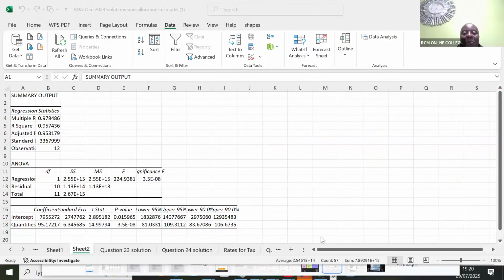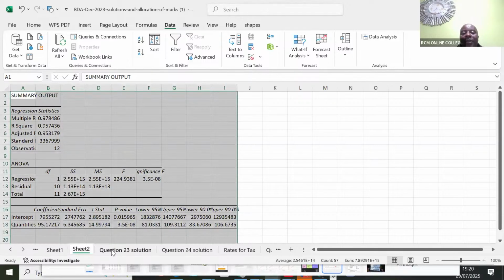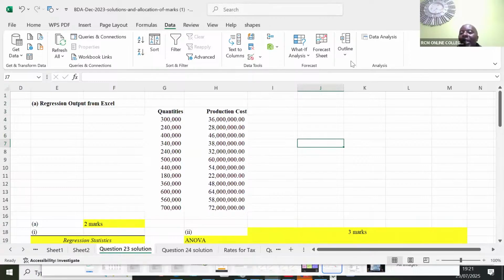So now, ladies and gentlemen, I come back here. Question number 23, it's here. So we start again. Ensure that when you click your data here, you have this data analysis toolpack. All of us, do we have this data analysis toolpack? No problem. So Rose, I can see you don't have it. Amol, you don't have it.